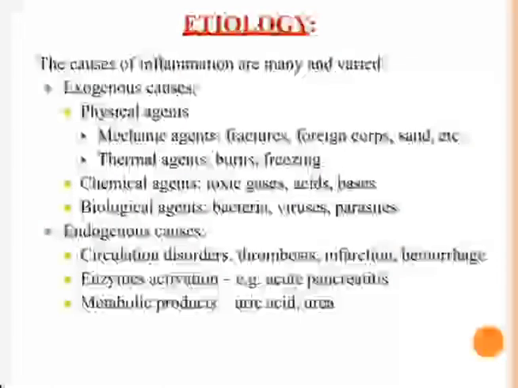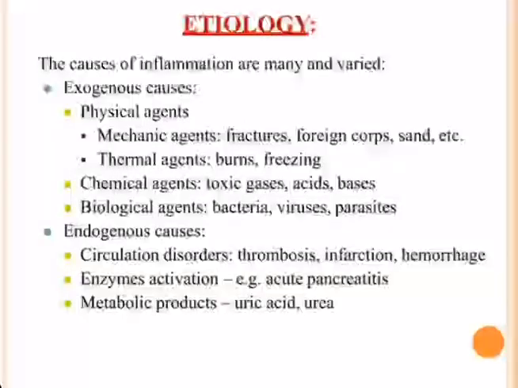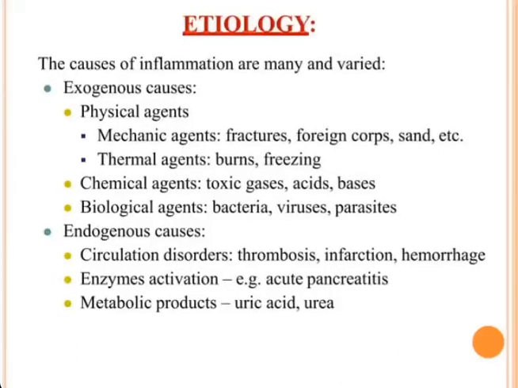Etiology: the causes of inflammation are many and varied. Speaking about the exogenous causes, there are physical agents. Under the mechanical agents, there are fracture, foreign bodies, sand, etc. In thermal agents, there are burns and freezing. In the case of chemical agents, there are toxic gases, acids and bases. In the biologic agents, there are bacteria, viruses and parasites.